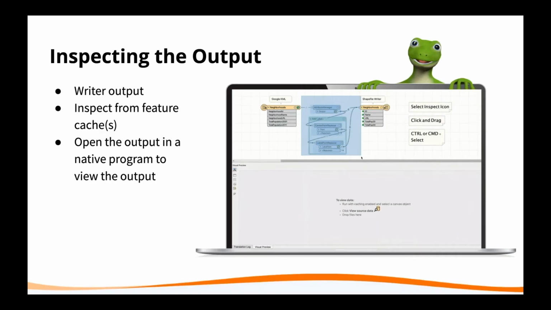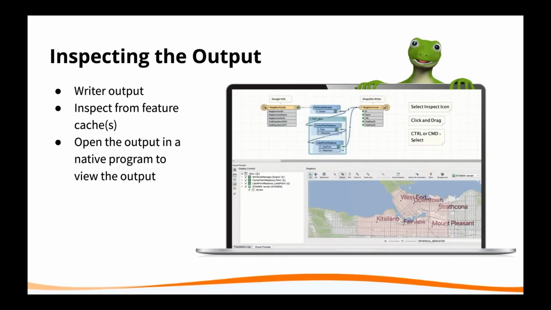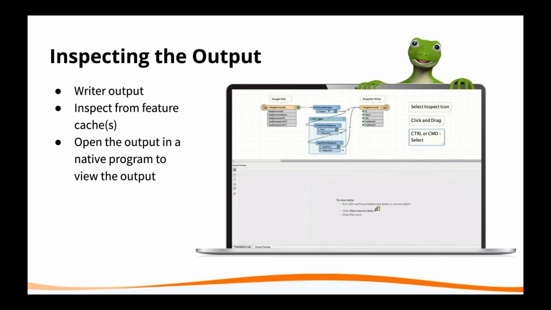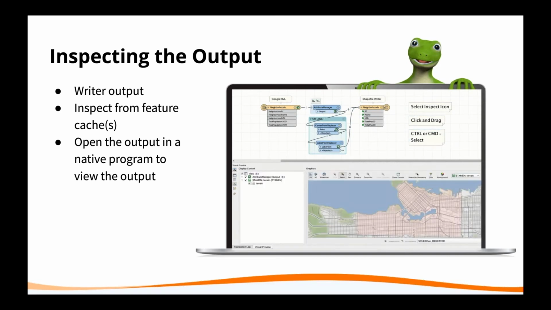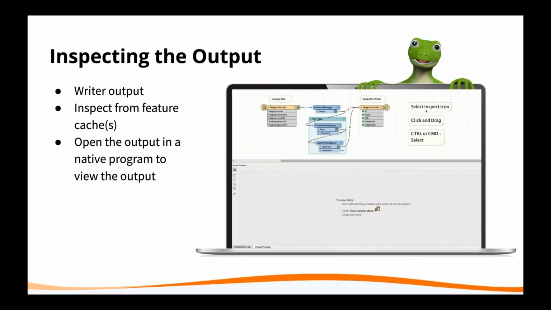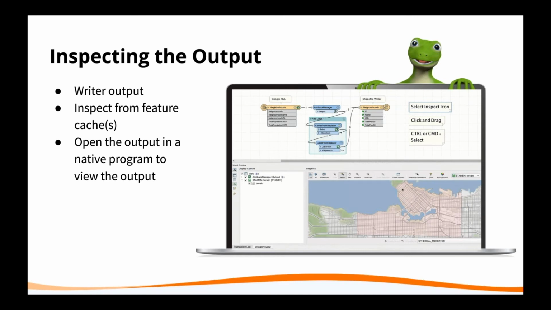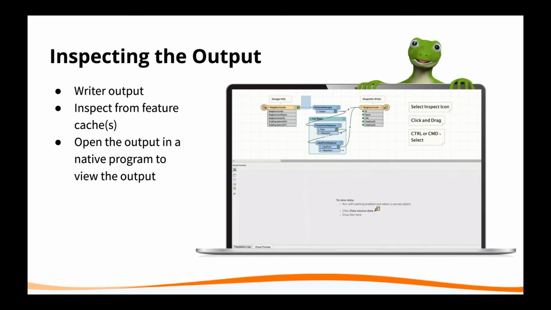And I've got on the left there that you can also open the output in the native program to view the output. And this might be helpful for a CAD example. If you're writing line styles or if you're writing blocks, those reference block libraries in AutoCAD, so you might not be able to view them in the inspector. So it's a good idea to check in a native program as well.